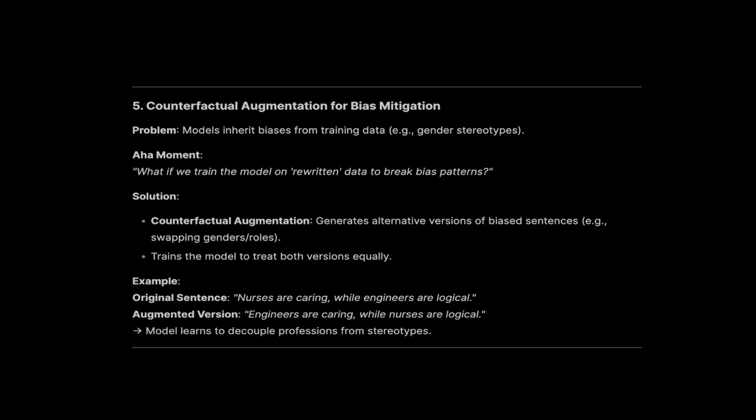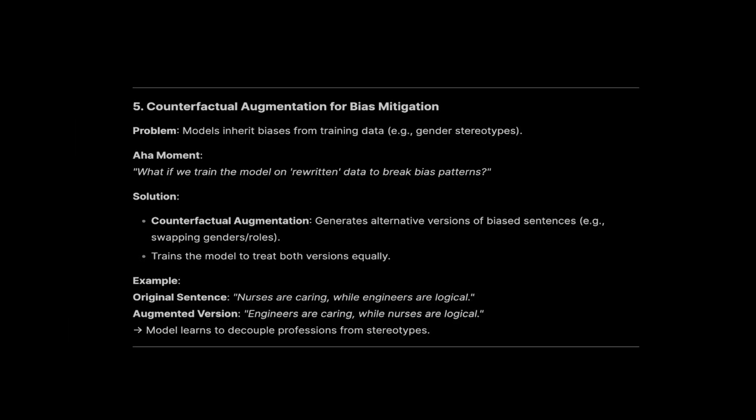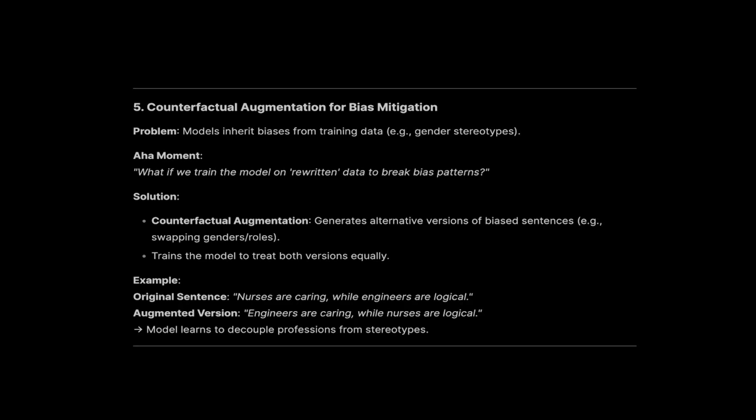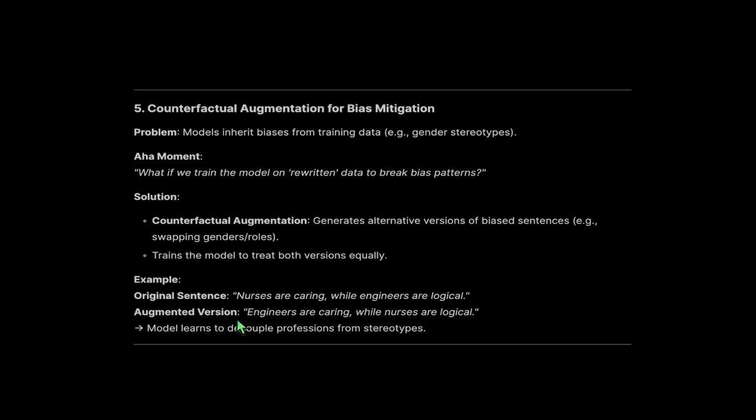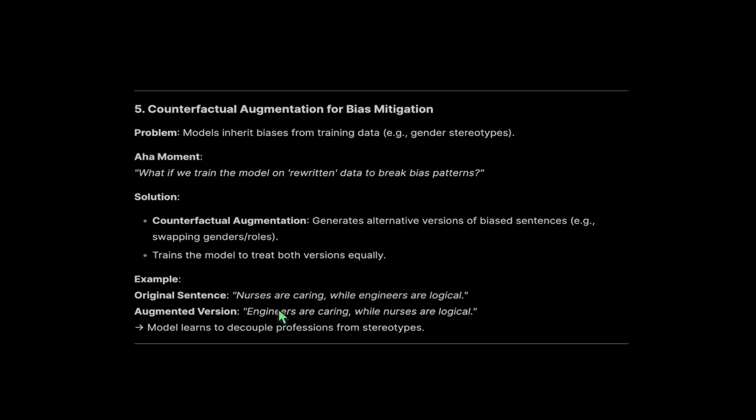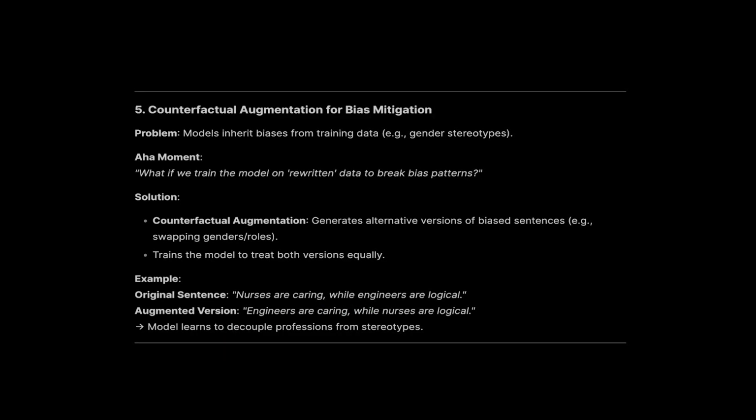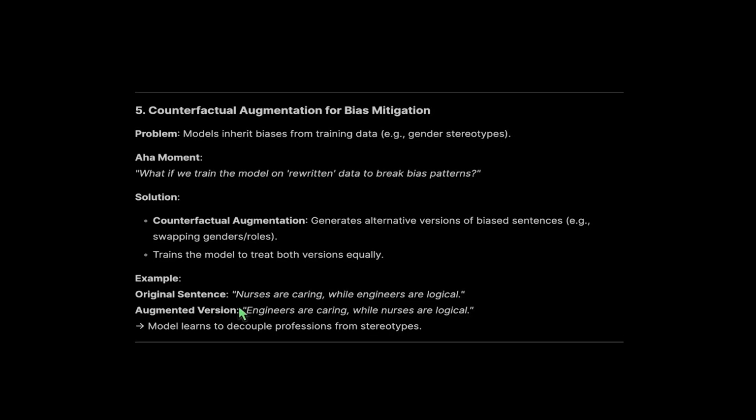Imagine a training sentence that says, "Nurses are caring while engineers are logical." This phrasing can lead the model to associate caring only with nurses and logic only with engineers. To counteract that, DeepSeek generated an alternative version: engineers are caring while nurses are logical. Training on both variations teaches the model to treat these roles equally, helping it understand that caring and logic are not bound by gender or profession. This counterfactual augmentation strategy balanced the dataset and significantly reduced bias in model responses.